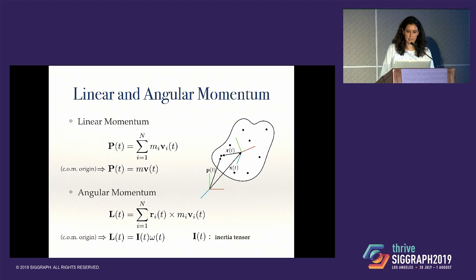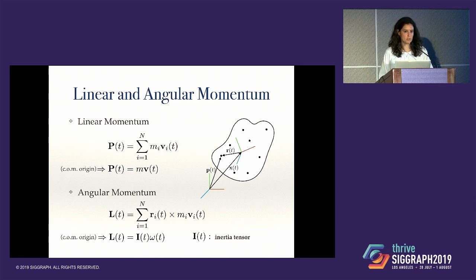We also talk about the linear and angular momentum of a body. If I want to, I can find an expression for the linear momentum by summing over all the particles on the body. So I sum up the linear momentum of every particle on the body, the sum of m_i v_i, and that's my total momentum. And then by putting my origin at the center of mass, that simplifies into the total mass of the body times its linear velocity.